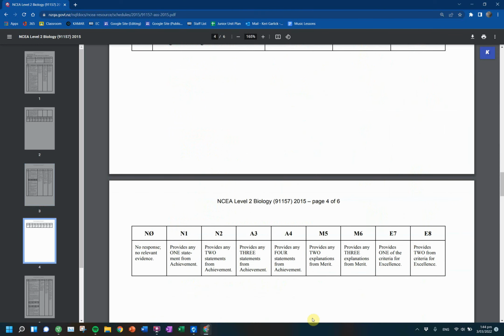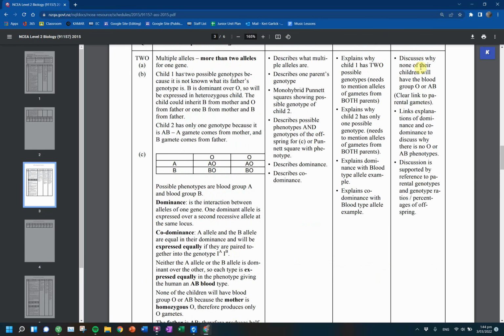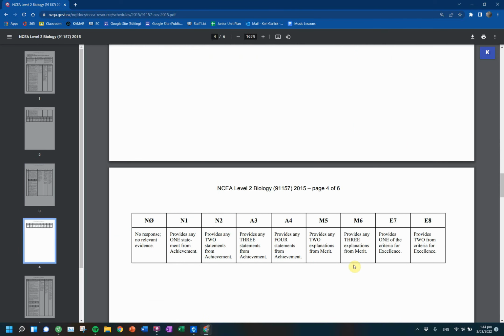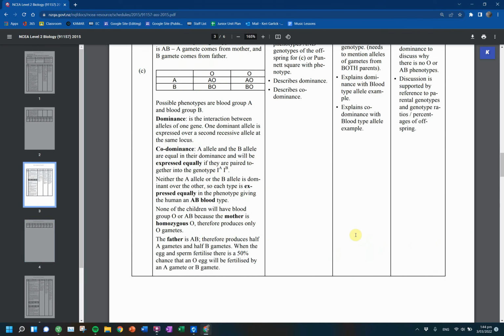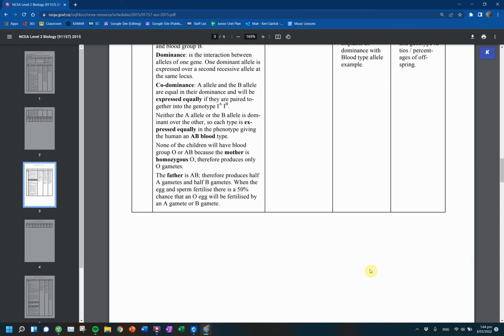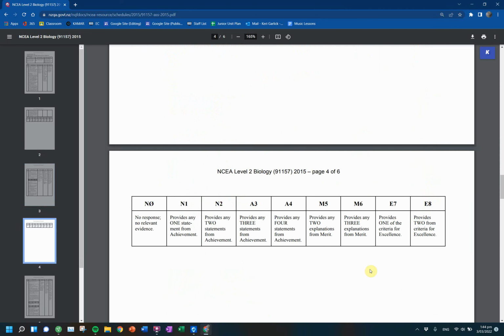And then here is the breakdown of the points for achieved, merit and excellence. In this case, they were quite generous with the excellence. You only needed 1 of those points, and there were 3 there. So do kind of keep that in mind. With the merit, they needed 3 for the M6, and they've given you 1, 2, 3, 4 possibilities for it. So they usually give you more than enough opportunities.